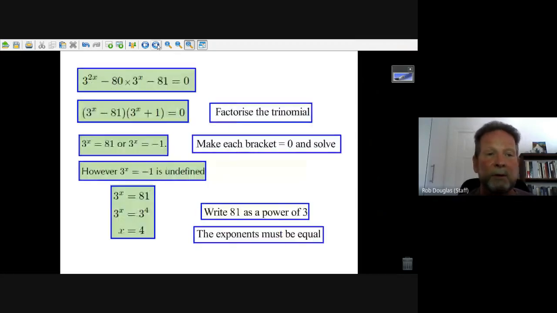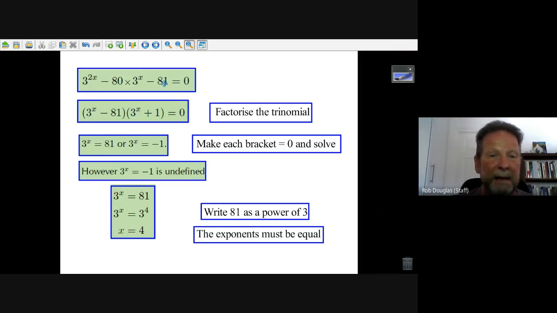Let's look at another question. Okay, now this one looks pretty scary. It looks pretty weird. It's actually a trinomial. The first two things here have to multiply to equal this first thing. Well, 3 to the 2x is 3 to the x times 3 to the x, because you add x plus x when you multiply two things of the same base. So that's how you get the first thing.